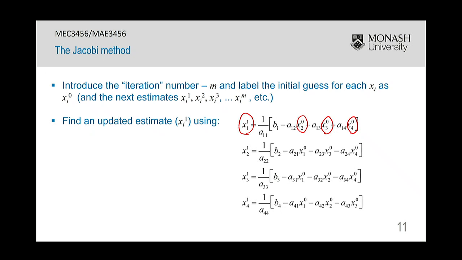We'll then go to the unknown x2 and say the first iteration is equal to this equation here. On the right hand side now, we're using our initial guesses for x1, x3 and x4. Then for x3, again we use the same equation using our initial guesses for x1, x2 and x4, and so on. Once we've done this, we'll have a new estimate for all of the different xi. It's our first estimate.